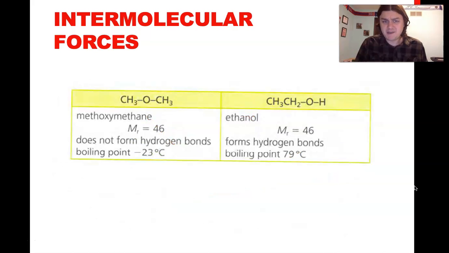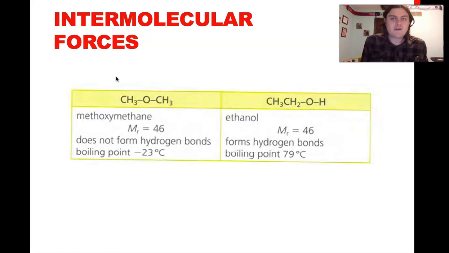A couple more examples here. Methoxymethane is an organic molecule where there's an oxygen that makes a bond to two carbons, and then each of those carbons makes a bond to three hydrogens. Okay? So the oxygen is connected to the carbons in this case, and not the hydrogens. On the right-hand side, it's ethanol. And it has a slightly different shape, though it's made up of the exact same elements. However, in the case of ethanol, there's a hydrogen bound directly to an oxygen.